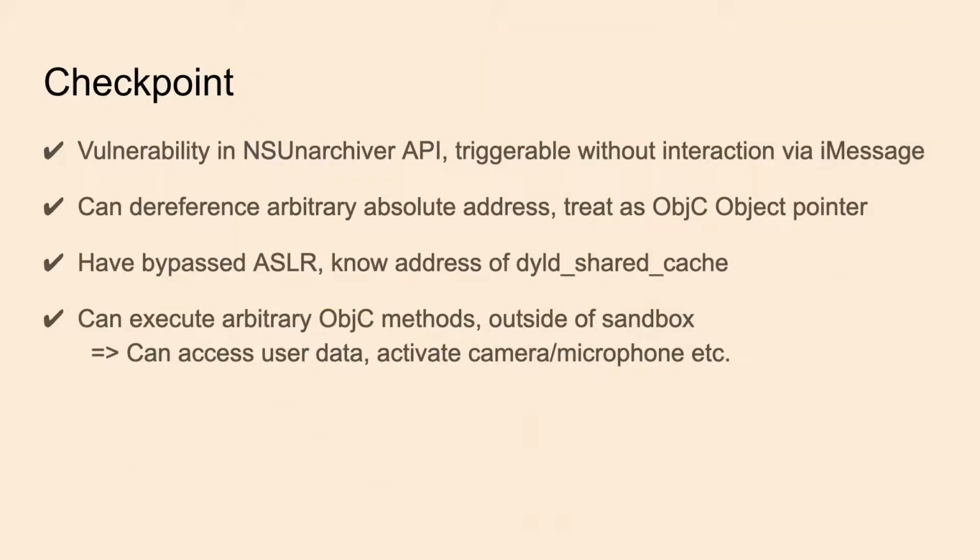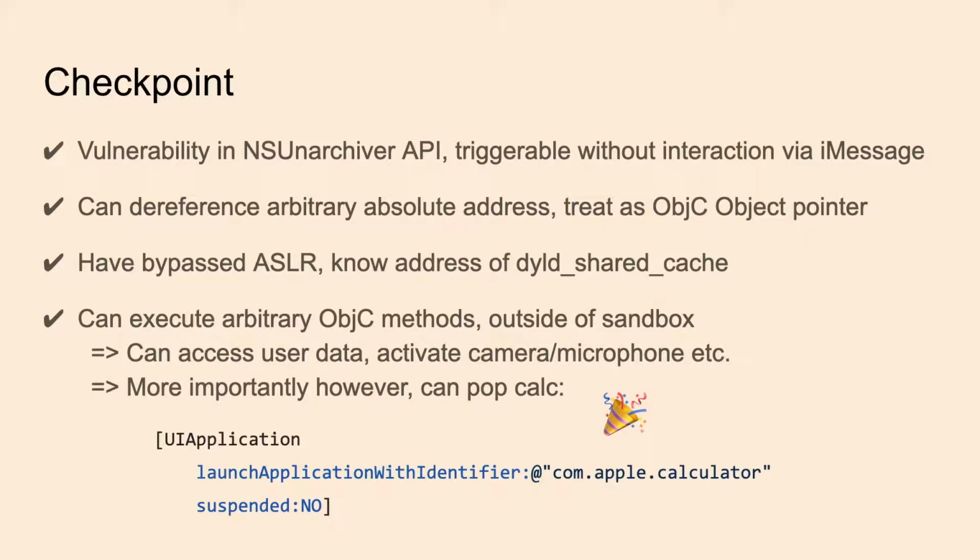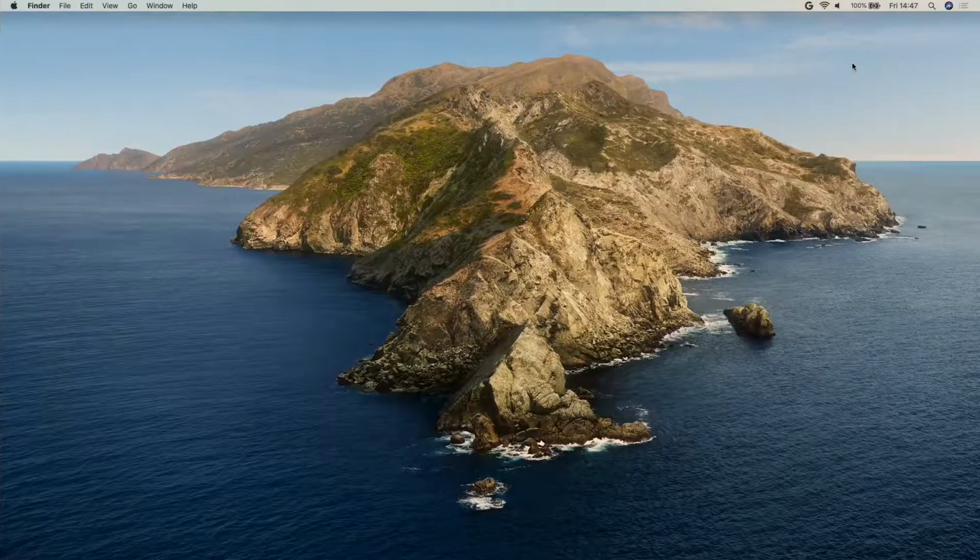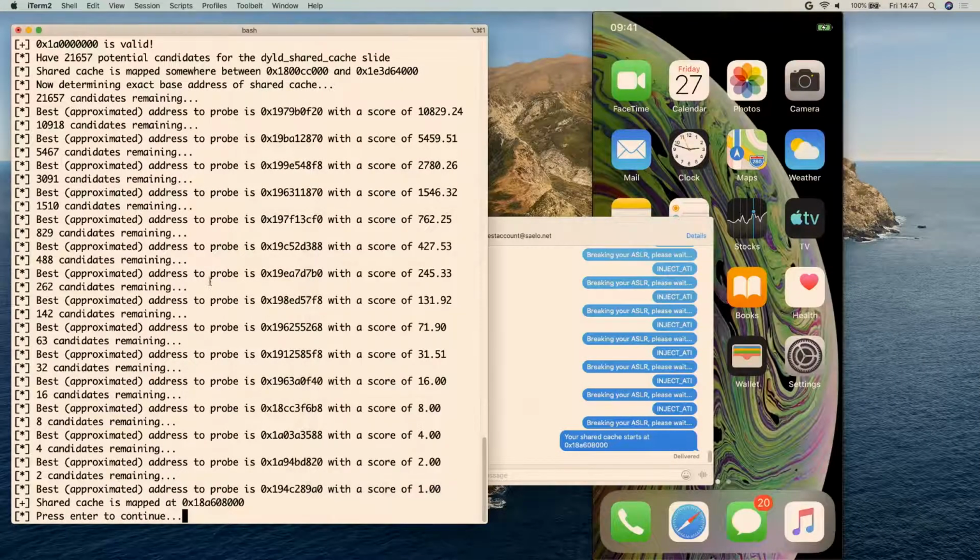Cool. So we can execute Objective-C methods outside of the sandbox. We can, with that, access user data, activate the camera, microphone, etc. This is all possible through Objective-C quite easily. But of course, we don't care about that. What we want is a calculator. And this is also quite easy. With one Objective-C call, UIApplication launch application, blah, blah, blah. And so let's see if this works. Go back to the demo.